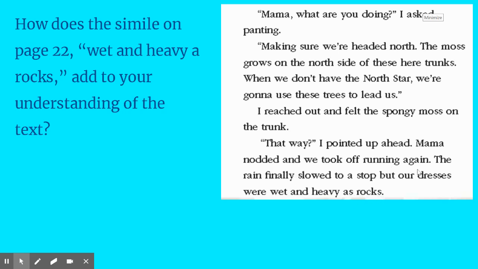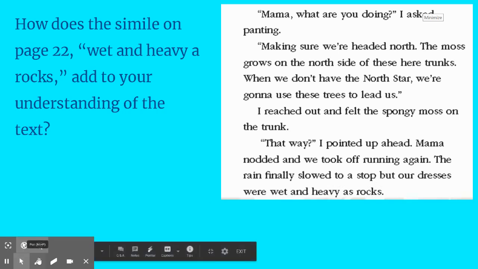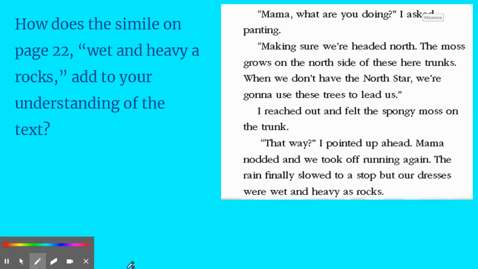So let's read a little bit. The rain finally slowed to a stop, but our dresses were wet and heavy as rocks. So in this case, we are taking rocks and we're comparing them to their dresses. But why would they compare their rocks to their dress or their dresses to rocks? We have to think about what we know in the story, and what we know is that it's raining.